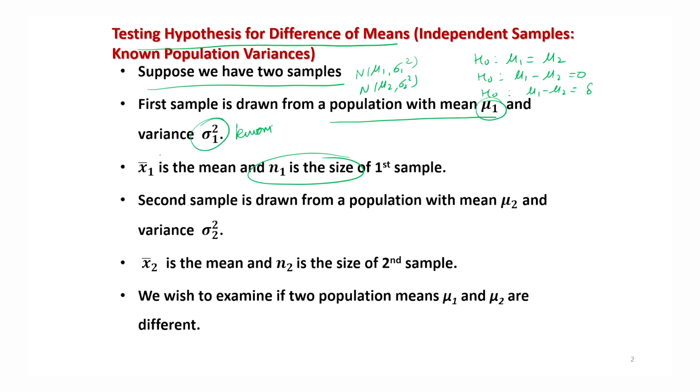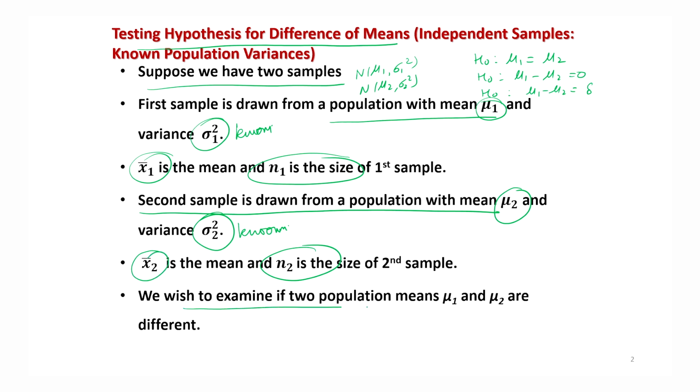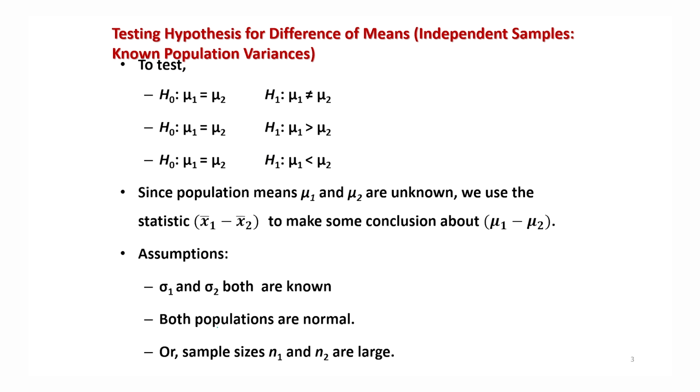And then we try to compute or estimate the sample mean, which is here x1 bar. Then we consider the second sample of size n2, which is drawn from a population which has population mean mu2 and population variance sigma 2 square, which is also known. And then we estimate mu2 by the sample mean x bar 2. And we wish to examine if the two population means mu1 and mu2 are the same or they are different.